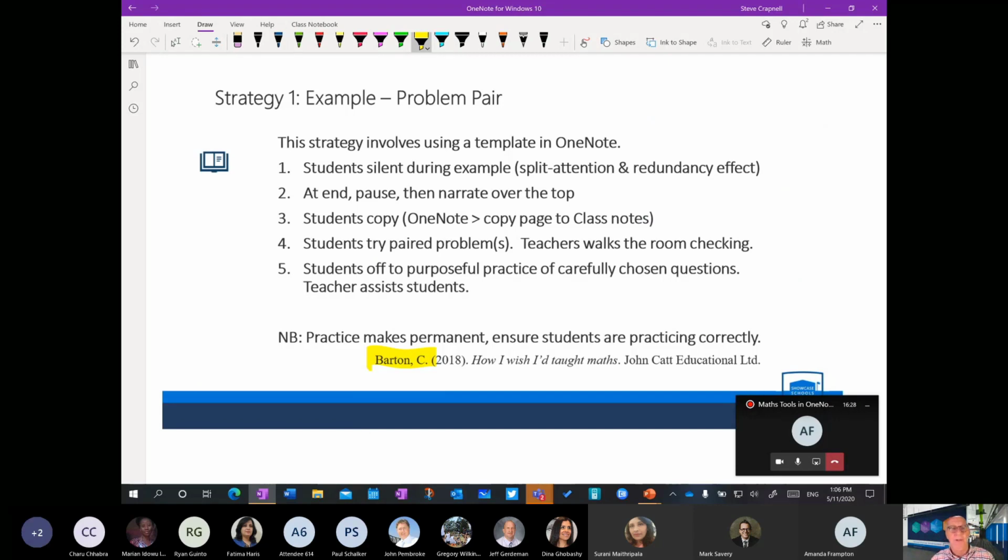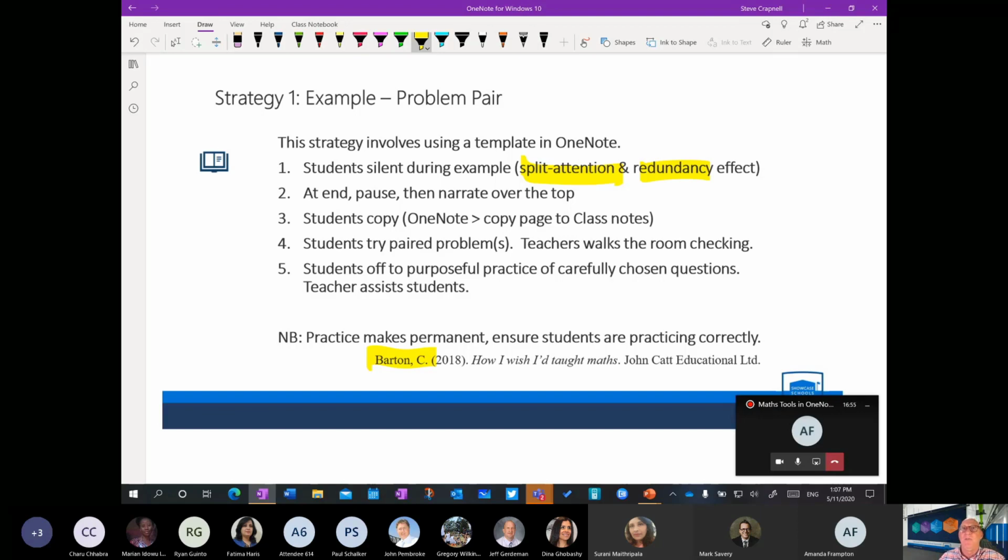So I'm introducing a new learning episode, and I'm using a template in OneNote, which I'll demonstrate in a minute. The way I do it is I will just work the example in silence. At the end, I pause. I'm then narrating over the top of the example. There are 2 key reasons for that. There are these 2 areas: split attention effect and redundancy effect are 2 things I'm very, very conscious of. Okay, and I want to minimize.